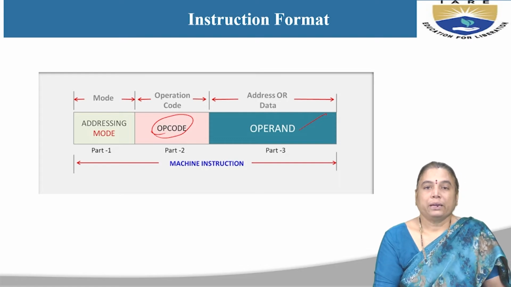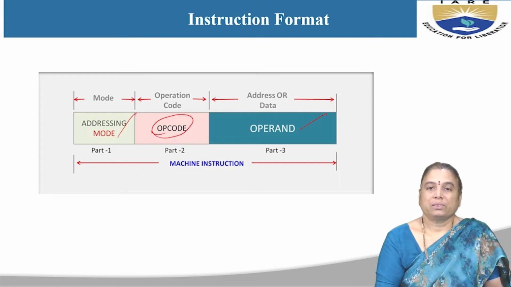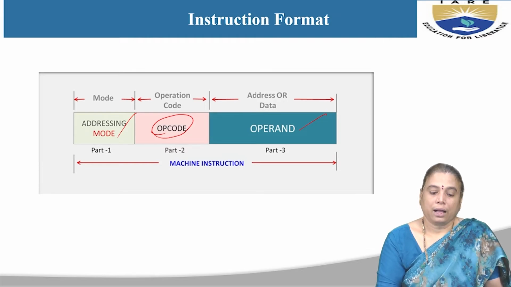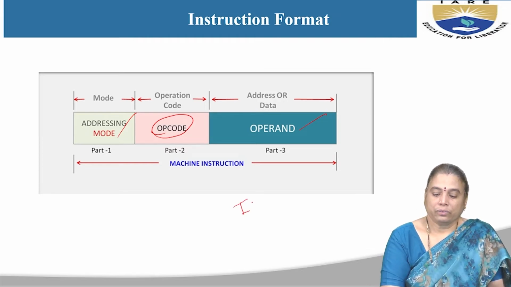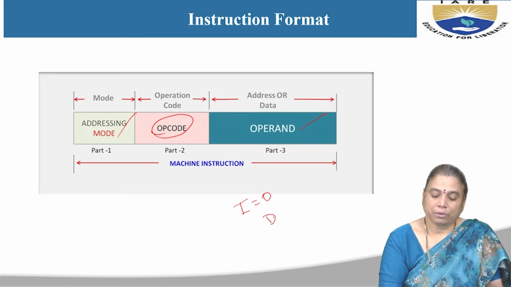The MSB bit of the instruction register specifies the addressing mode. Here we have two types of addressing modes: one is direct addressing mode, the second is indirect addressing mode. The direct and indirect addressing modes are specified with a letter I. If the I value is 0, it is considered a direct addressing mode.